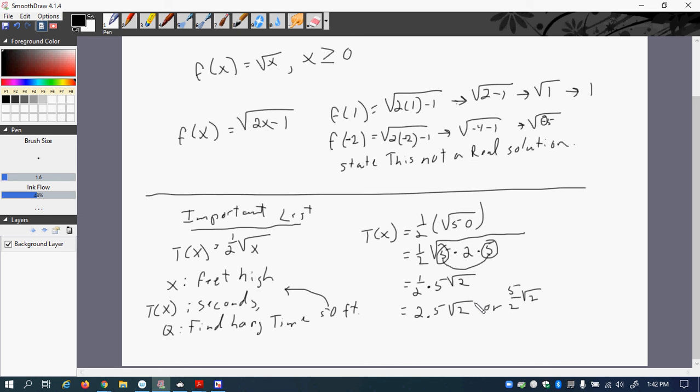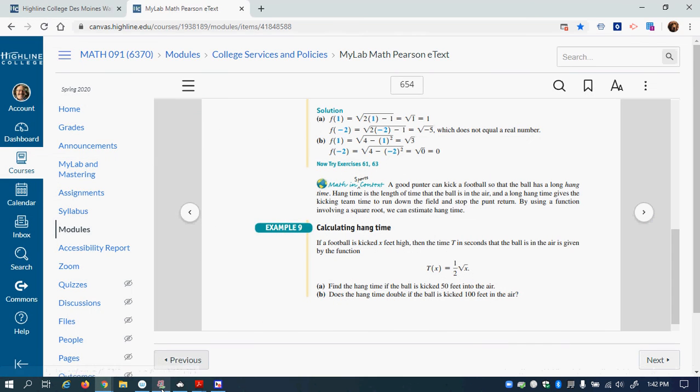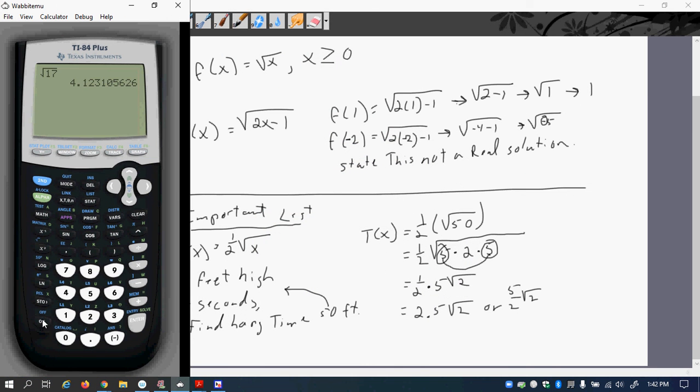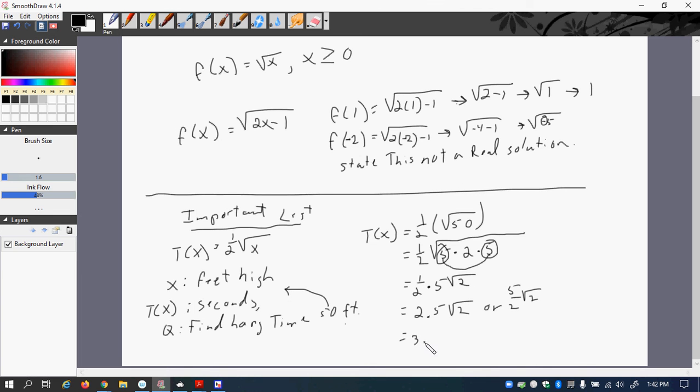If we did it on the calculator, let's try that. Oops, right here. So let's do the square root of 50. Okay, and so it's 7.07. And then we go ahead and we divide by 2. So we get 3.5, and if they said in the homework to round to the nearest tenth, it would just be 3.5. So this would be 3.5, and so is it in seconds? So this would be in seconds. It's seconds.